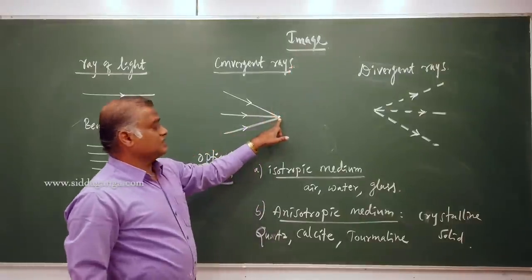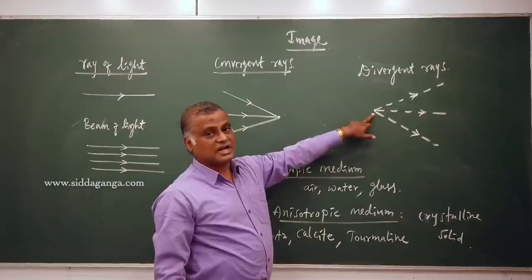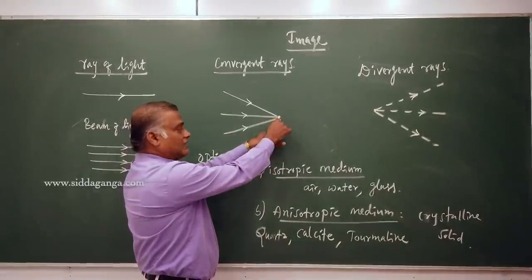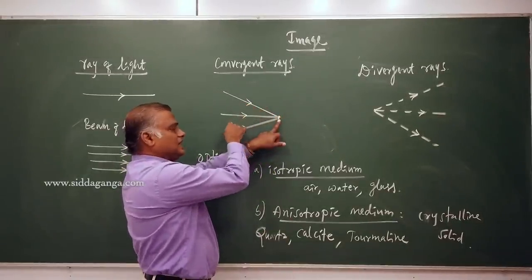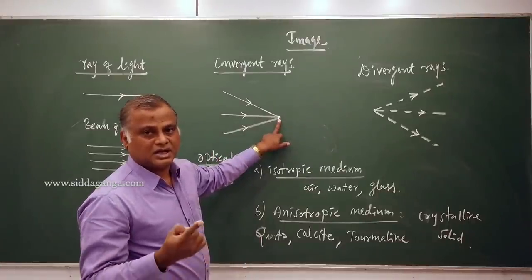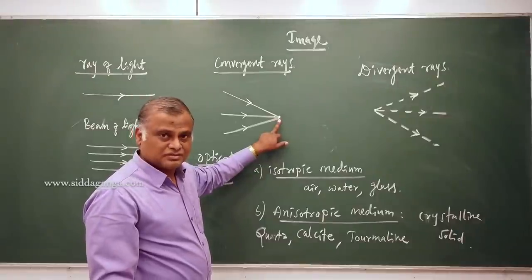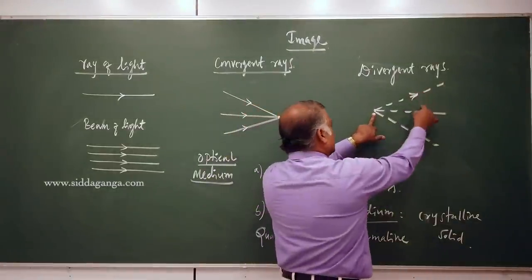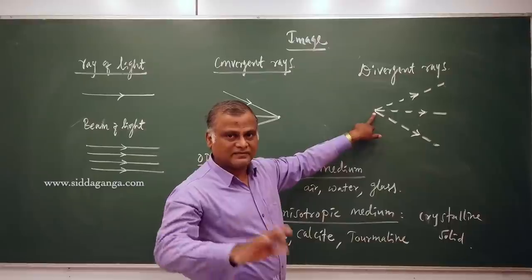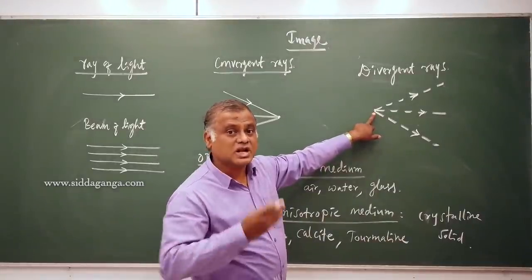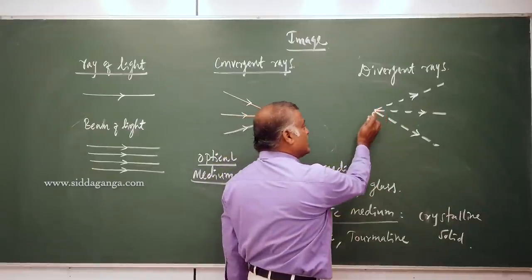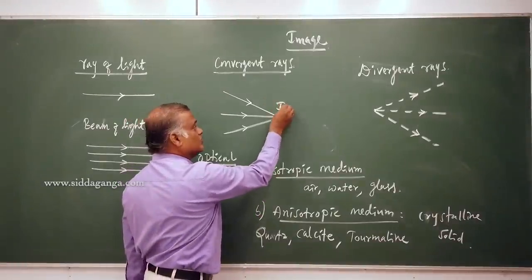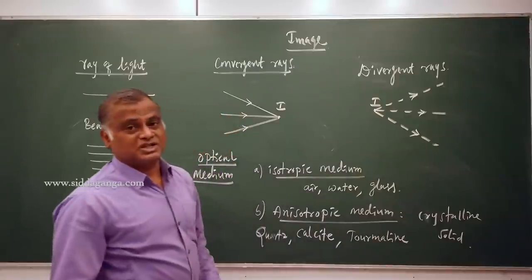It is a point of convergence or a point of divergence. The point at which rays of light, after reflection or refraction, will converge, or at which a beam of light, after reflection or refraction, appears to diverge from a point. That point of divergence or point of convergence is always known as an image.